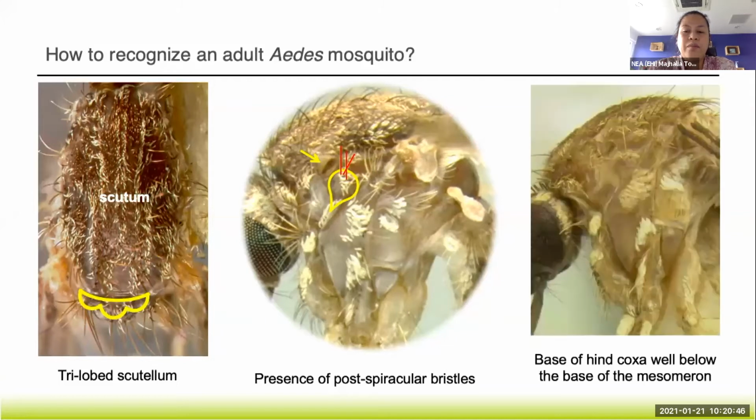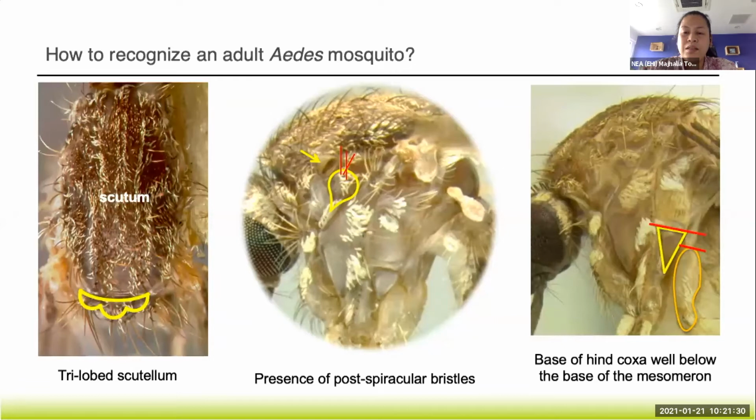And finally, the last consideration will be to look at the base of the hind coxa. The hind coxa is the attachment of the last leg to the thorax. So when you look at the hind coxa, this is the hind coxa. I marked the base with a red line above it. And then it should be just behind the mesomeron. So I'm tracing it with a yellow triangle. That is the mesomeron, and the base, I'm marking it with a red line.